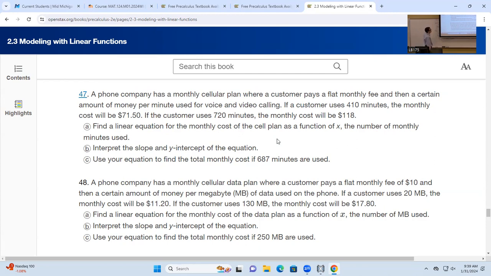Find a linear equation where we're looking for the monthly cost as a function of the number of minutes used, and we'll use X as the number of minutes used. So Y is the monthly cost, X is the number of minutes used.